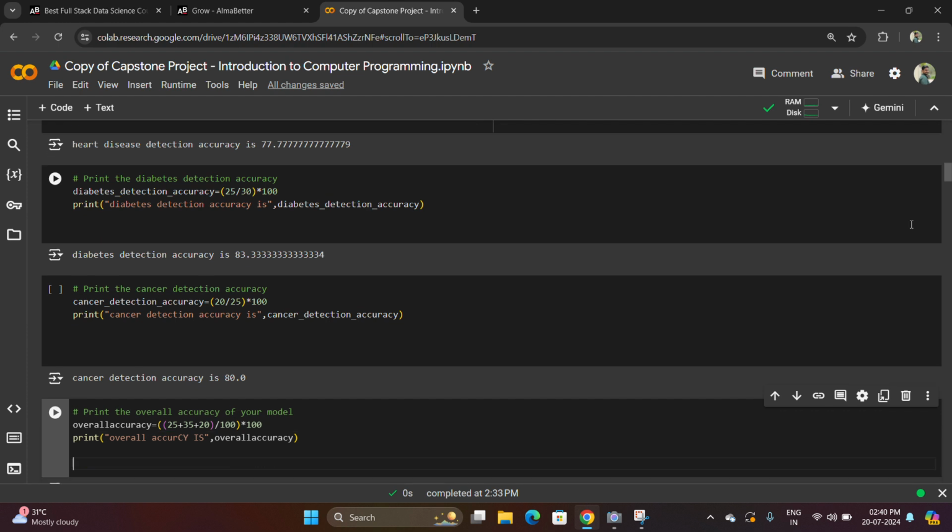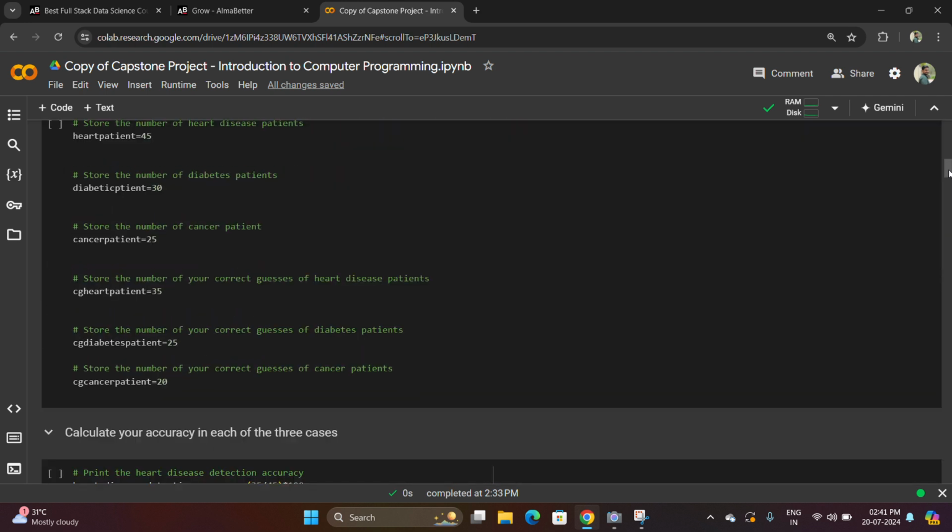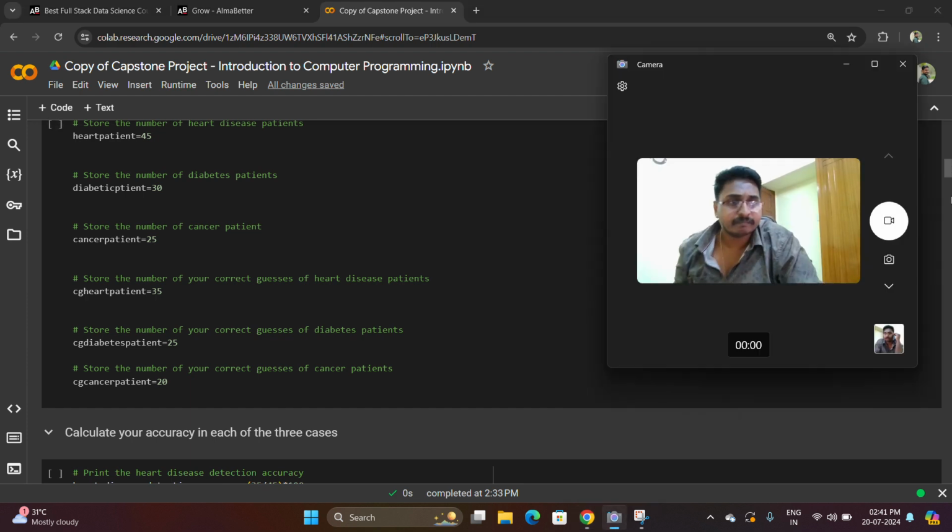Okay. So printing the overall accuracy of your model. Our overall accuracy means the total patients were 100, and the accurate results were, let me check. Yeah, the correct guesses are 35, 25, 20. That is 35 plus 25 plus 20. That means I hope it's 80. 80, I think.